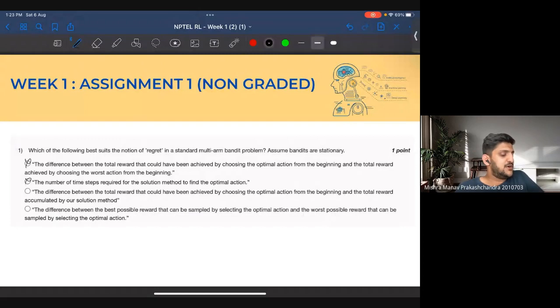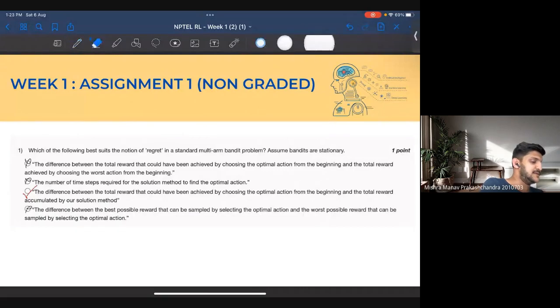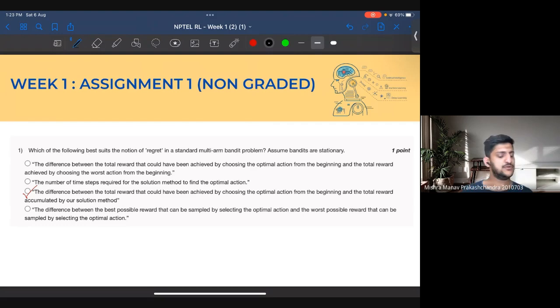The difference between the total reward that could have been achieved by choosing the optimal action from the beginning and the total reward accumulated by our solution method is the correct definition of regret. So this is the correct answer. The last option is the difference between the possible reward from selecting the optimal action and the worst possible. Again, it's comparing the best and the worst. There's no notion of a worst action in regret, so this is also wrong. The correct answer is option three. Cool, so this is the first question.